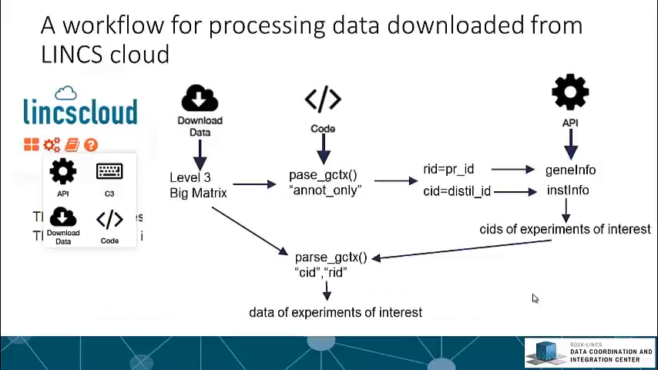Here is the workflow for processing data downloaded from LINCS Cloud. This workflow uses level 3 data as an example, but is also applicable to level 4 data. First, download the big matrix onto your computer. Then download the code of your preferred language and use the parse GCTX function to parse the big matrix file with the annotate only option set to true. The result will be a list of column IDs, the CID, and row IDs, the RID.